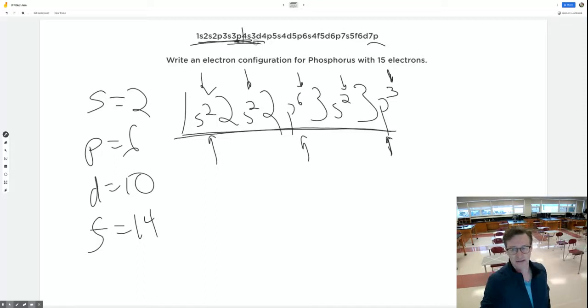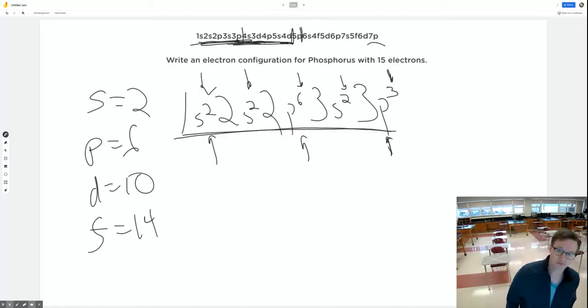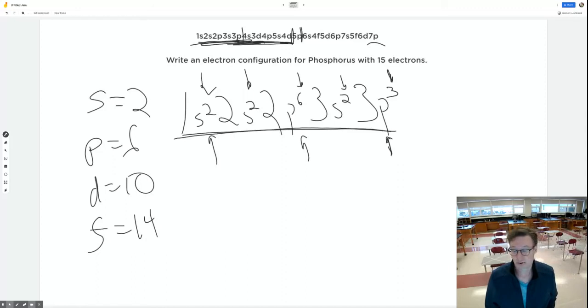But I'm not likely to get past, if I even got to 4d or 5p, because then we get into the f's above that. But that's probably as far as I'll make you go or ask you to go. All right, so there you go.